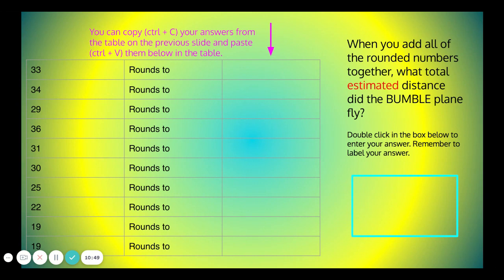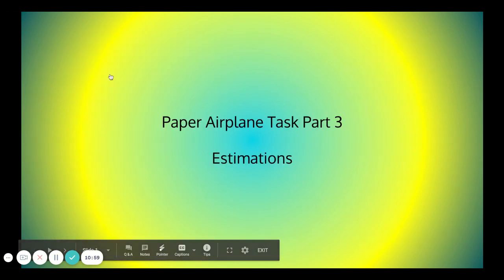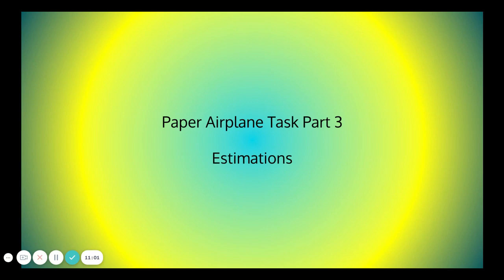So good luck, guys. Remember, you know how to estimate. You know how to round. And by using both estimating and rounding, you can check your math to make sure you're within the ballpark of what you need to do. So get out there with your airplanes and your charts, make those estimations, and get ready for part 4.